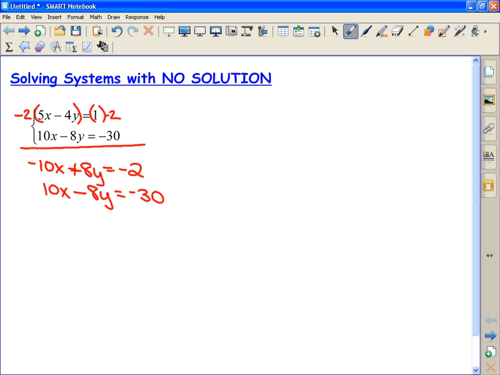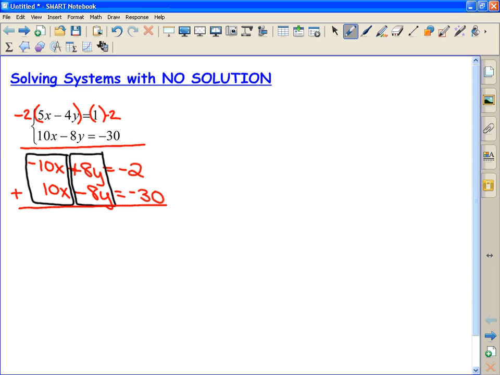Now the bottom equation did not change at all, so I can just recopy that one right underneath. And now I'm looking at my system and I'm looking for those opposite coefficients. Well, I see one, it's right here. Negative 10x and 10x, if I add those up, they would equal 0. But wait a minute, I see another pair. I see opposite coefficients also on the y's. Now, I'm not going to worry too much about that right now because I just want to see what happens when I add these together.